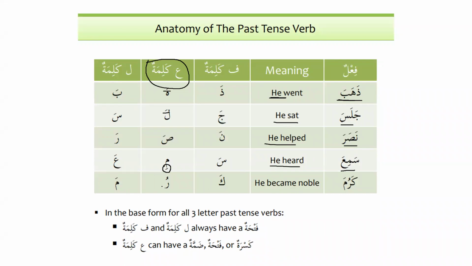So here we can see that ain al kalima has dhamma on it. So 3 possibilities. The second root letter or the second radical can have fatha, or it can have kasra, or it can have dhamma. However, the first and the last radicals, they are mabniyun ala al-fath.